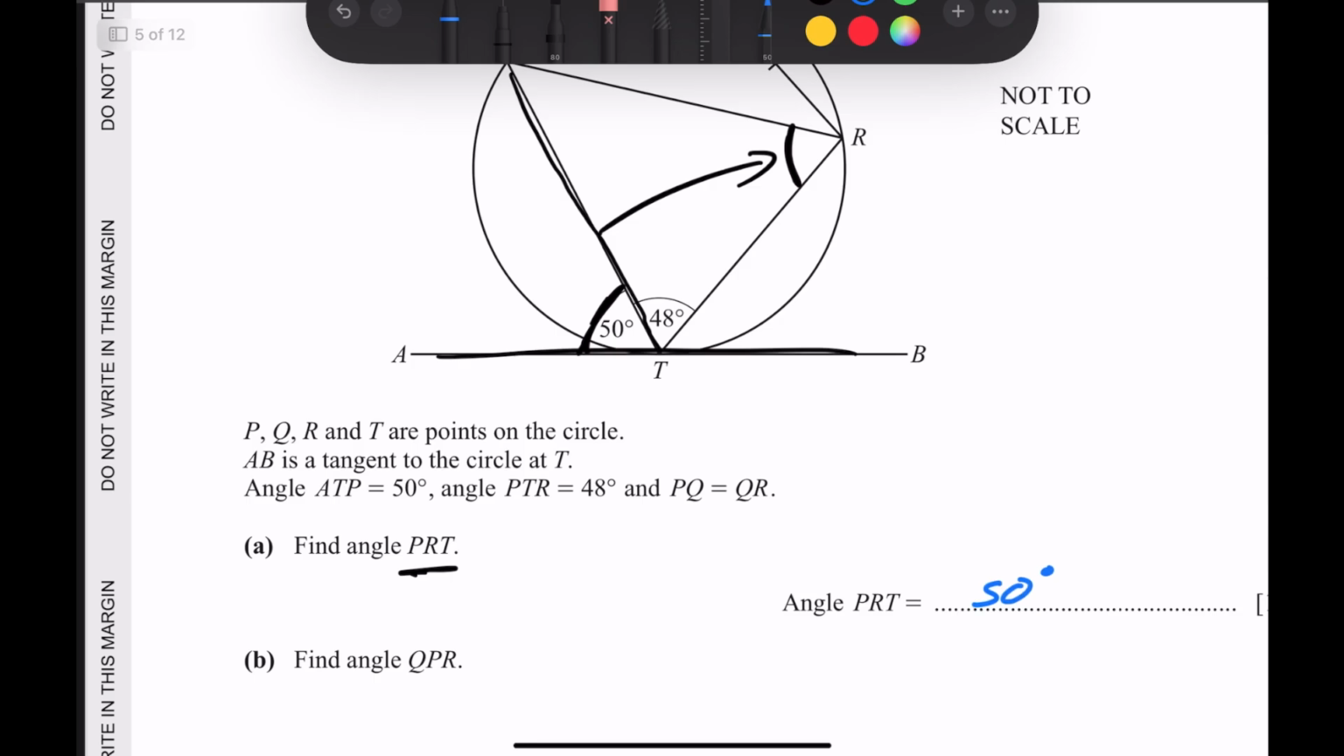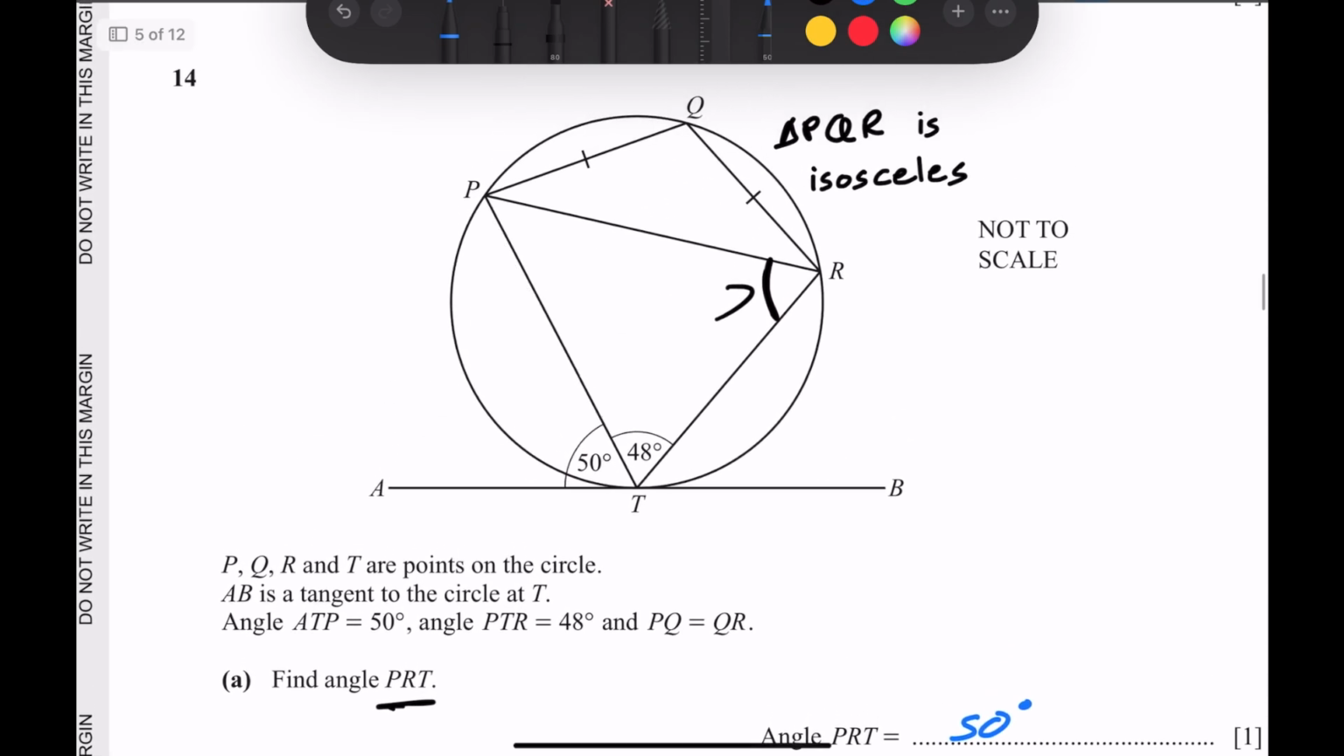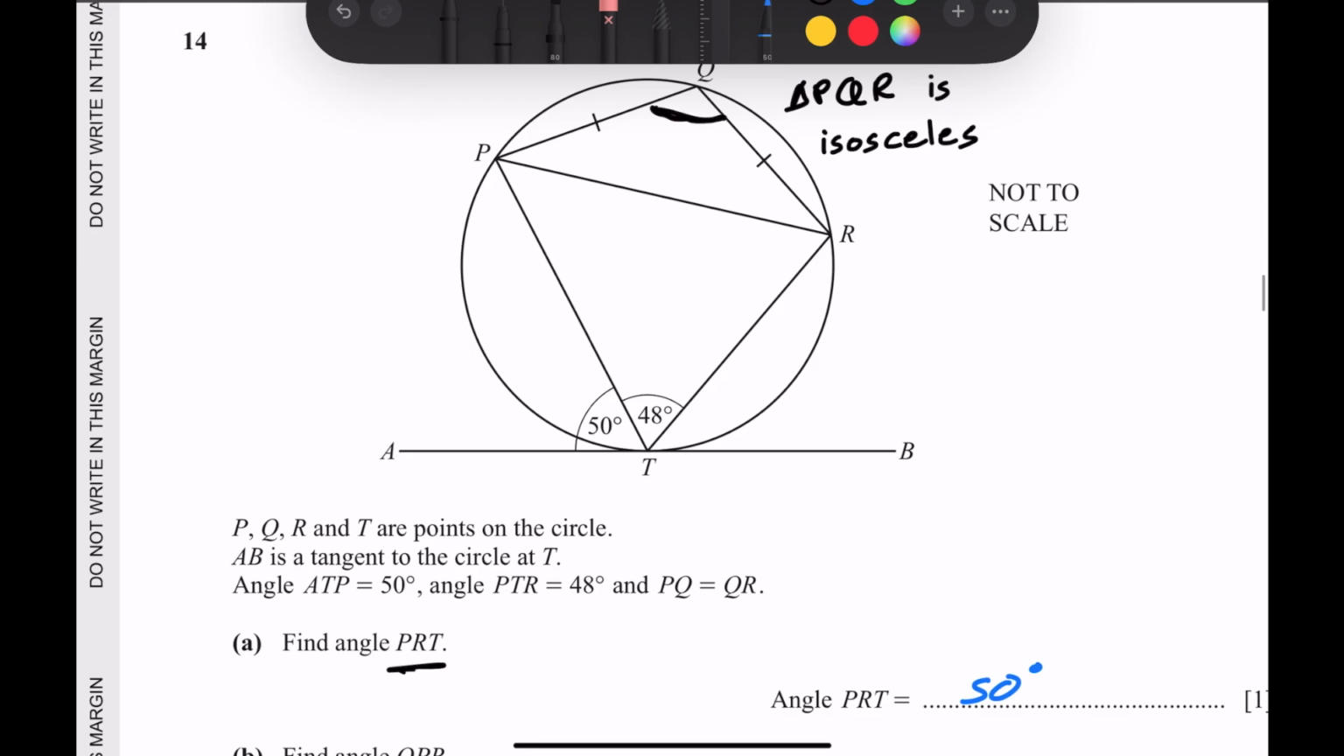Part B says to find the angle QPR. For this question, we have to make use of a different circle theorem, which is the cyclic quadrilateral theorem, which means that for a quadrilateral, which in this case is PQRT, since it has four sides, any opposite angles in a quadrilateral that's enclosed within a circle will always add up to 180 degrees, regardless of how long the sides are, regardless of where the sides are, and regardless of other angles.